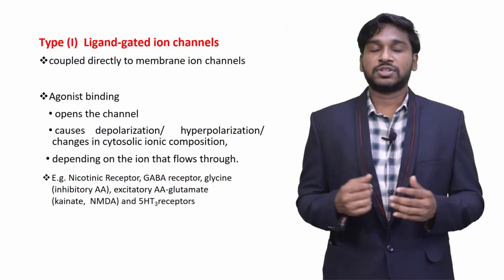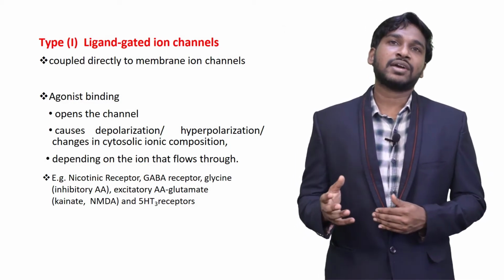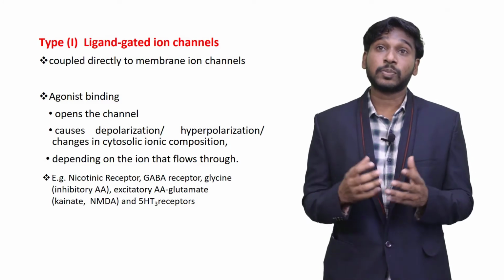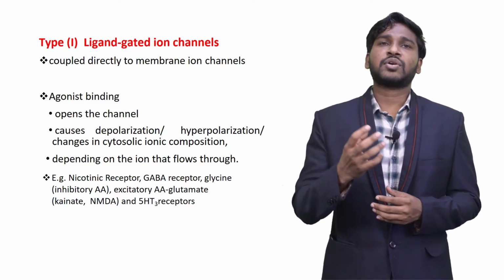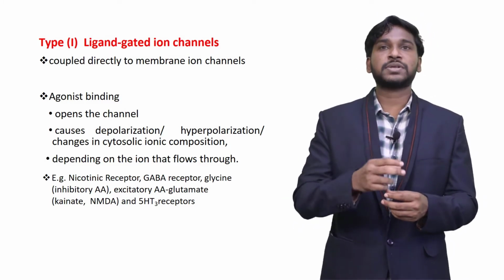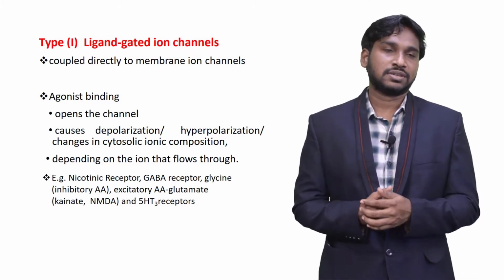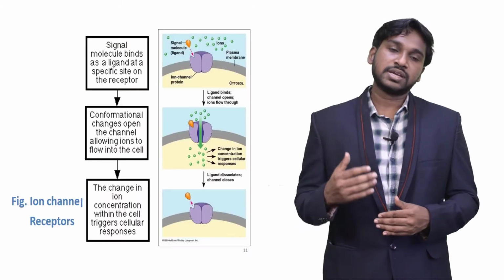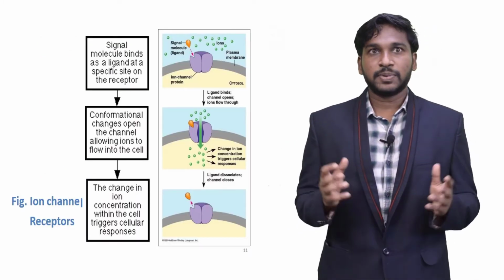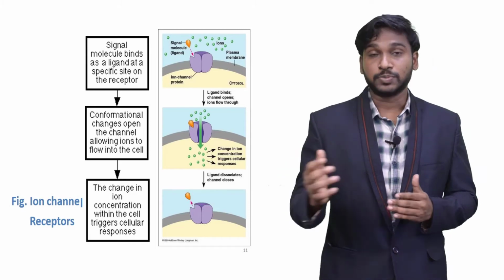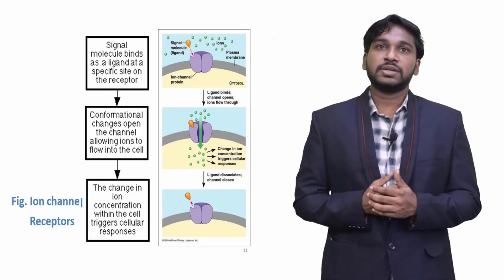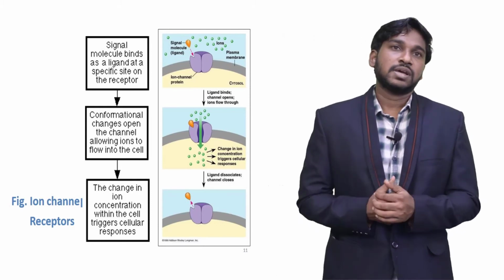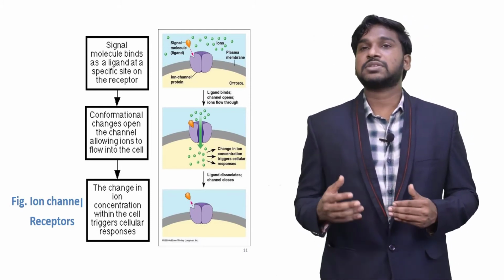There are four main types of receptors. The first is type 1, ligand-gated ion channels. These couple directly to membrane ion channels. Whenever the agonist molecule binds to it, it opens the channel and causes depolarization or hyperpolarization. This causes a change in cytosolic ionic composition depending on the ion that flows through. These channels control the fastest synaptic events in the nervous system.